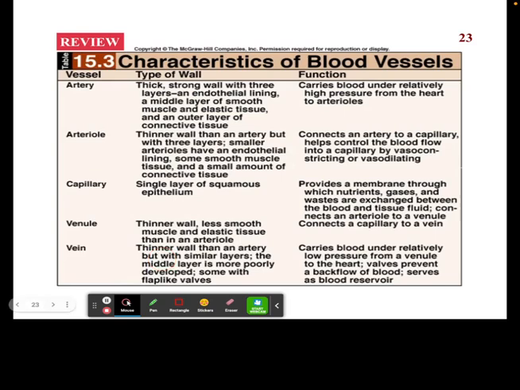And here is a nice chart that talks a little bit about all the different components of the blood vessels, going from artery to arteriole, capillary, venule, and veins.